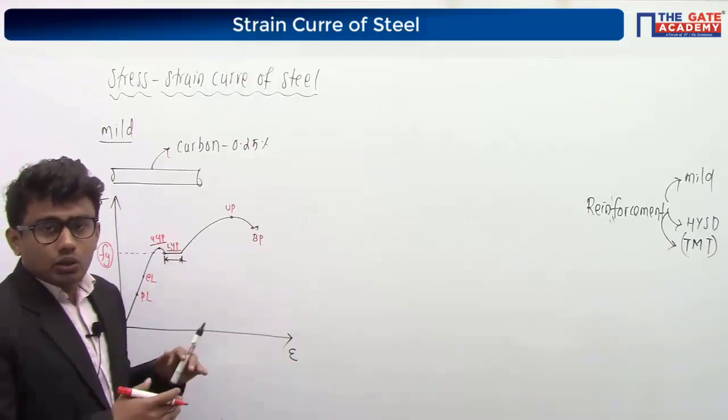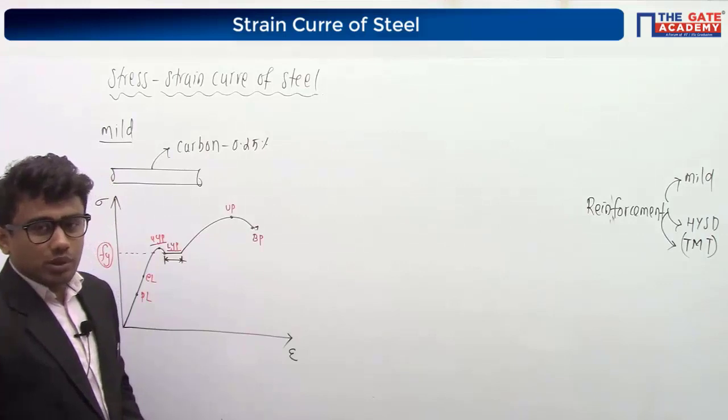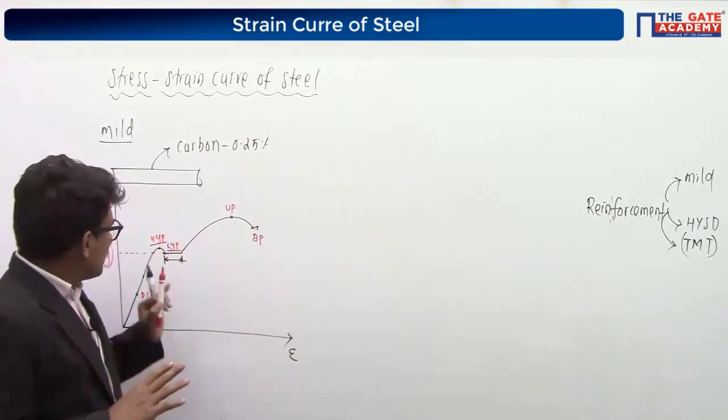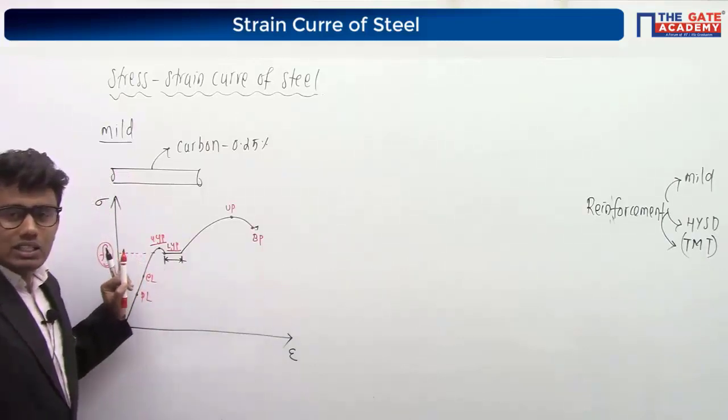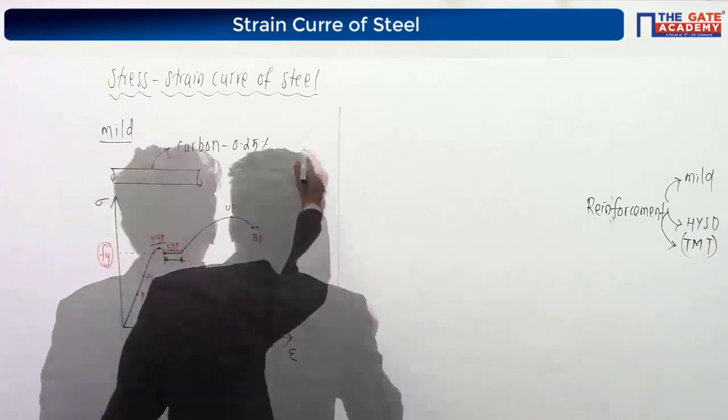Why? Because compared to the upper yield point, the lower yield point is more stable, and it does not depend upon the area of cross section. You don't have to go into those details. It will give you the fy, the yield strength of the steel bar, right? Coming to our HYSD steel bars.